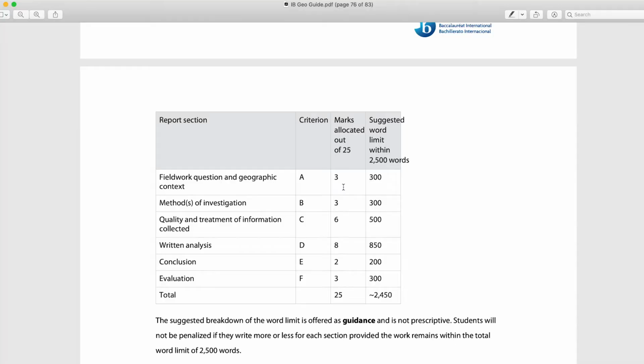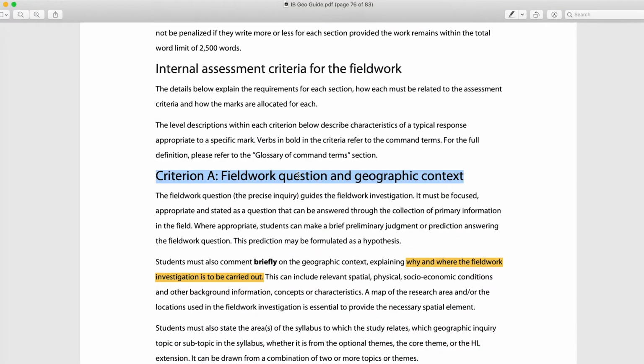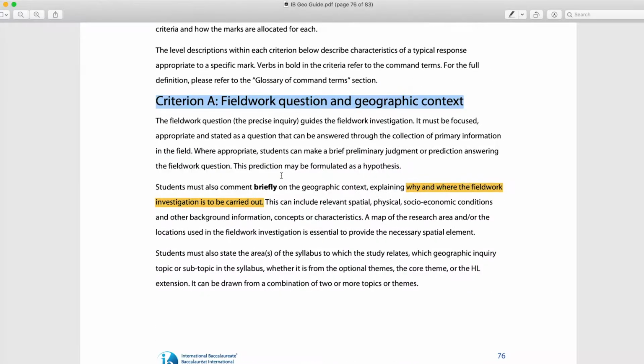Now we're actually going to be going over each criteria, and the suggested word limit. It's a good idea. It's a rough guide, but of course it's only a suggestion and it depends for every topic, every IA. So let's go about criterion A real quick. Fieldwork question and geographical context. Let's read it out real quick. Students must also comment briefly on the geographic context, explaining, and this is very important, why and where the fieldwork investigation is to be carried out.